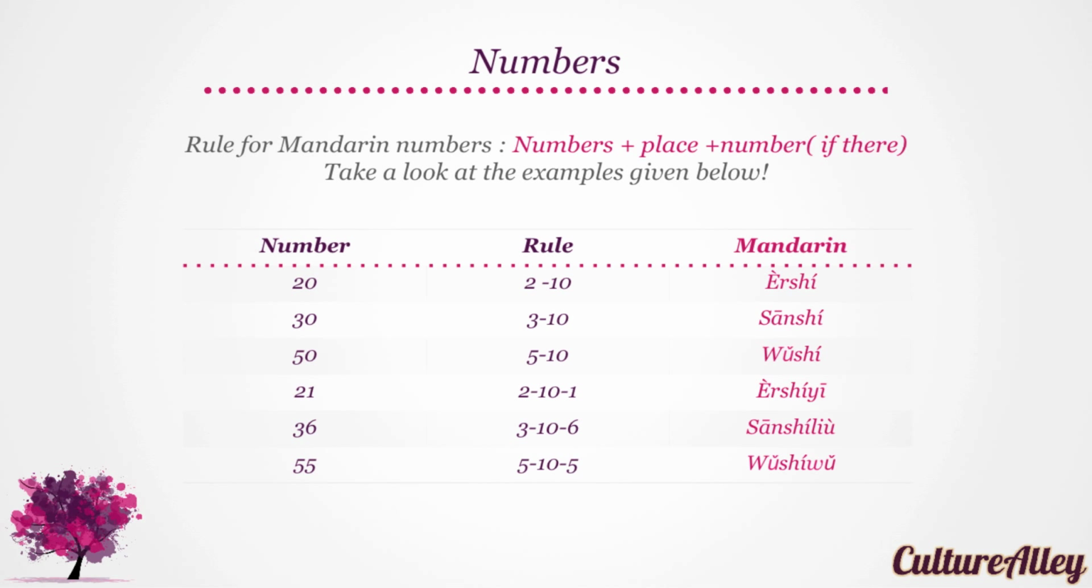21 can be broken down as 2, 10, and 1, and hence becomes 21. Similarly, 36 also becomes 3, 10, and 6, which translates to 36. And lastly, 55, which is 5, 10, 5, becomes 55.